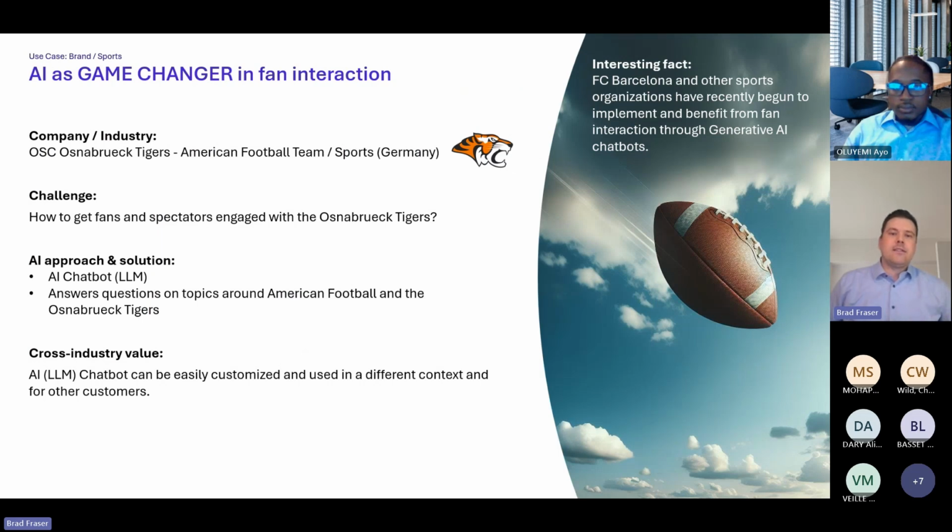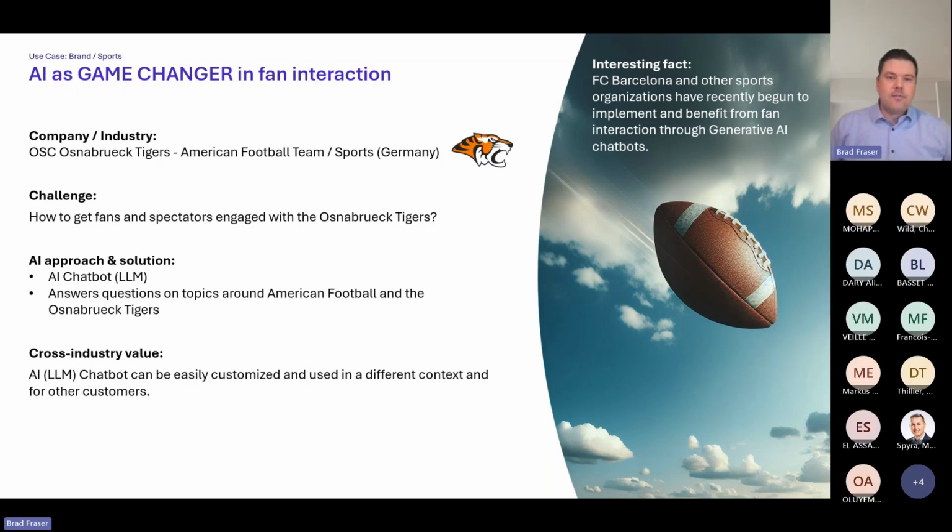Our first use case is a chatbot developed for the OSC Tigers. The Tigers are an American football team located in northwestern Germany. As they are what's called the fourth league, they don't get much public attention and need to build out their market. An additional challenge is that American football is not well known in Germany, especially the fourth league. For this reason, the Tigers have been looking for a solution to better interact and attract fans. The chatbot POC was one part of the solution.